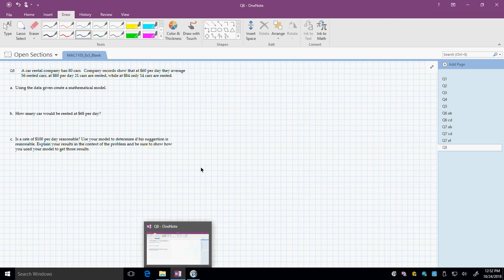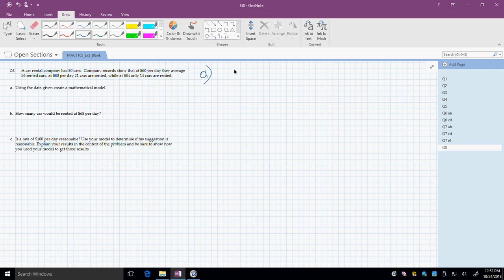Welcome. Question number 8. A car rental company has 80 cars. Company records show that at $60 per day, they average 56 rented cars. At $80 per day, 21 cars are rented, while at $84, only 14 cars are rented. Part A: using the data to create a mathematical model. Our data is just going to rewrite the information that is given.